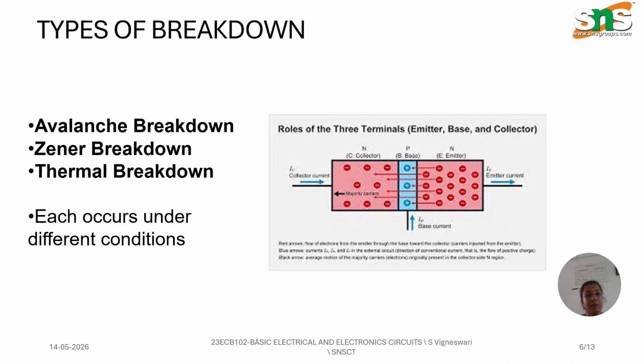Next, types of breakdown. There are three important types of transistor breakdown: avalanche breakdown, Zener breakdown and thermal breakdown, and each type occurs under different operating conditions. First, avalanche breakdown occurs at high reverse voltage, whereas Zener breakdown occurs at low reverse voltage in heavily doped regions. Thermal breakdown occurs during excessive heat generation. Now let us discuss each in detail.